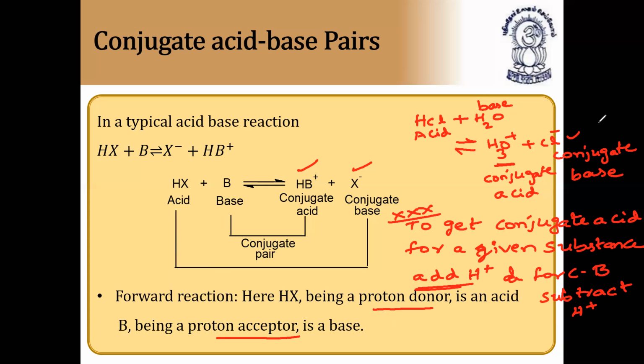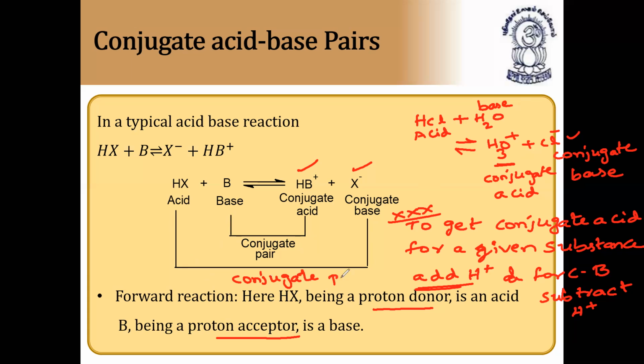This statement is very, very important, so please note it down in your classwork. Consider HCl plus water giving H3O plus ions plus Cl minus. As it forms H3O plus ions, it is called the conjugate acid. For a base we have a conjugate acid, and for an acid we have a conjugate base. That's why it is called the conjugate acid-base theory. The base and its conjugate acid, or the acid and its conjugate base, together are called a conjugate pair.